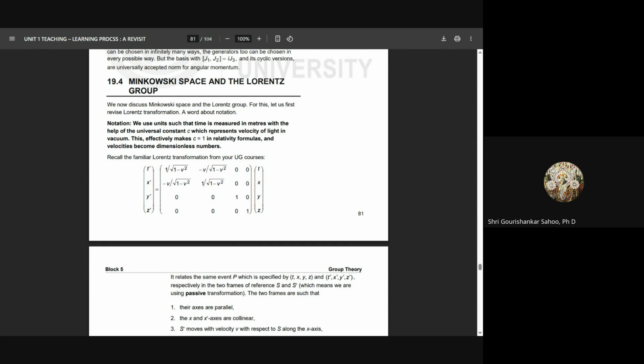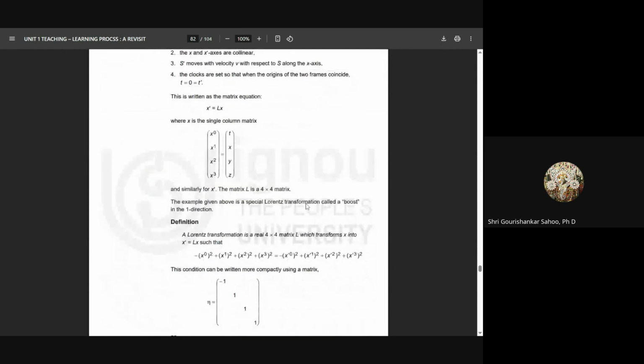It relates the same event P, which is specified by t, x, y, z and t', x', y', z' respectively in the two frames of reference S and S dash, which means we are using passive transformation. The two frames are such that their axes are parallel and the x and x dash axes are collinear, and S dash moves with velocity v with respect to S along the x-axis, and the clocks are set so that when the origins of the two frames coincide, t is equal to 0 is equal to t dash.